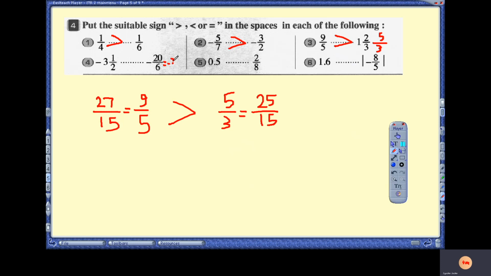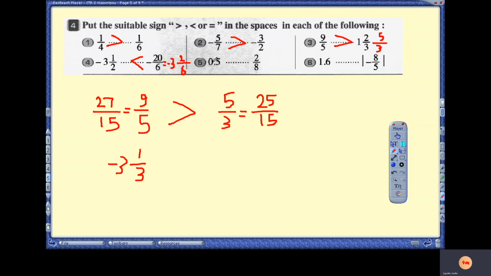Whole number here 3, because 20 divided by 6 equals 3, and the remainder 2. If you simplify negative 3 and 2 over 6, it will be negative 3 and a third. And negative a third is greater than negative a half. So you will put the sign smaller than.